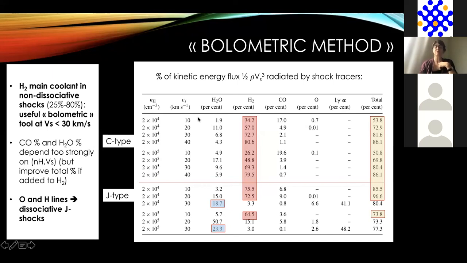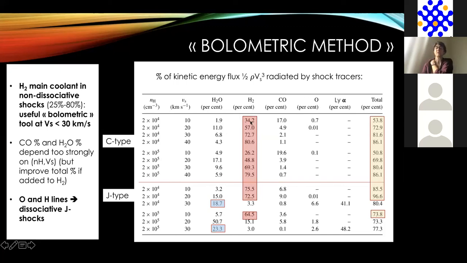Here I'm showing you, oh, I forgot to put the reference, but this table comes from another paper by Flora and Pino de Flora, 2010. They show the percentage of the kinetic energy flux into the shock, one half of rho v cubed, that is radiated by different shock tracers. That's for different pre-shock densities, different shock speeds, C-type and J-type, and these are for B equal 1 and B equal 0.1, so specific magnetic field.